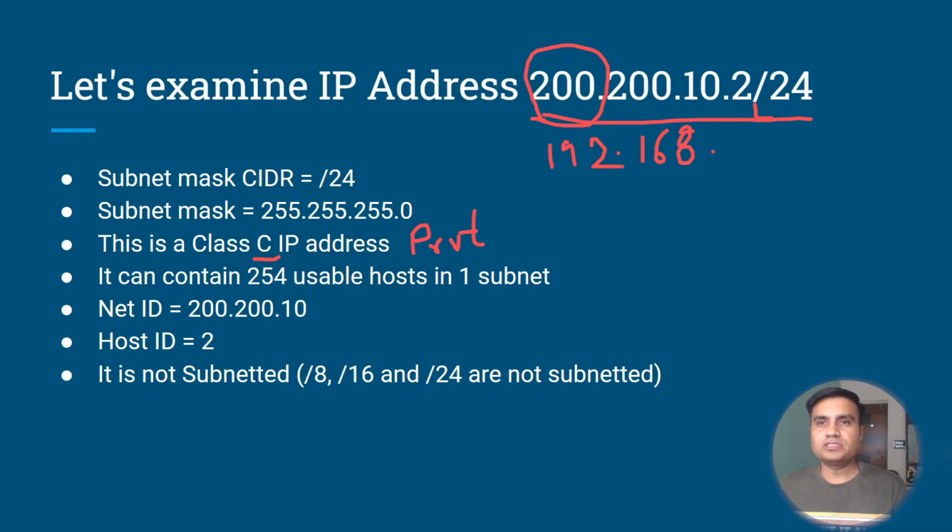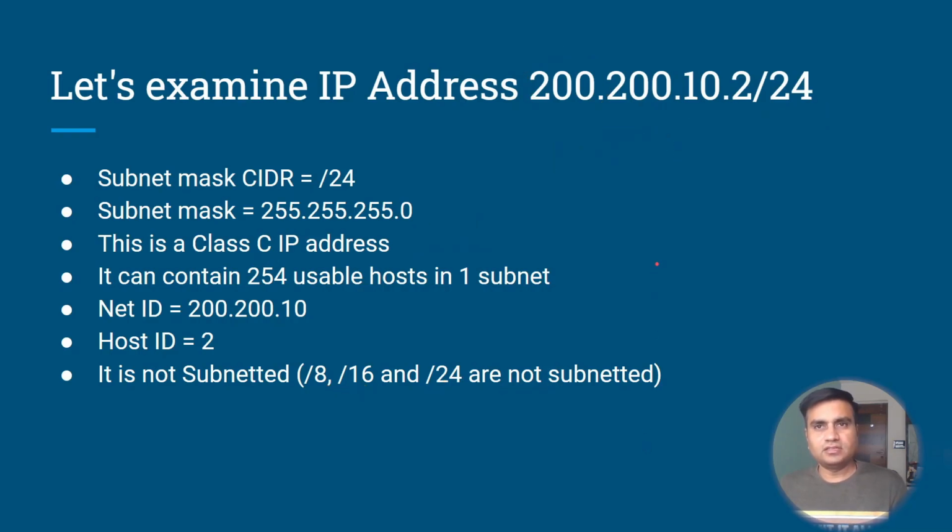What is the CIDR notation? /24. Since it is /24, is it subnetted? No, this is the same rigid one, right? Class C. It is not /25. If it is /25, it is subnetted. If it is /23, it is subnetted. If it is /24, it is not subnetted, right? As long as it is /8, /16 and /24, they are not subnetted. Okay, I hope this is clear.